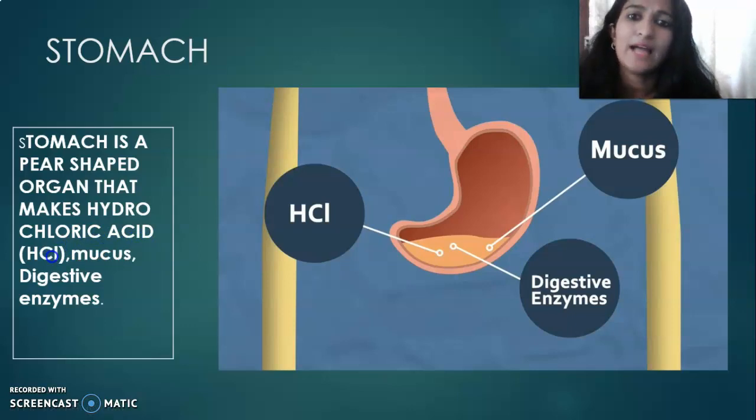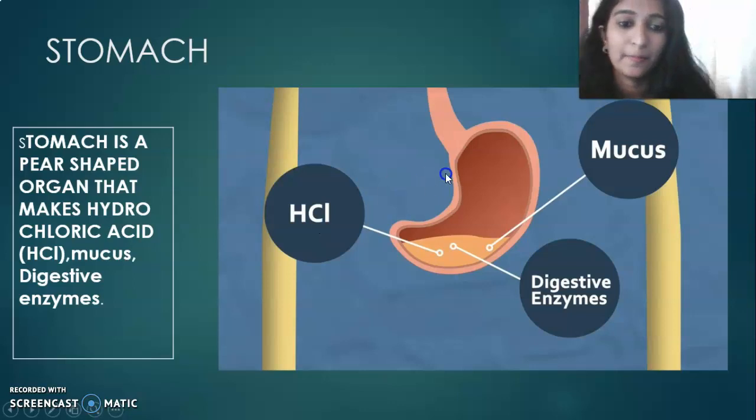Why do we have acid in our stomach? Because when we are eating food, our food contains many bacteria, viruses, protozoans, amoeba, so many harmful pathogens that affect our body. So in order to kill the bacteria, we have the acid. The acid is HCl, hydrochloric acid.